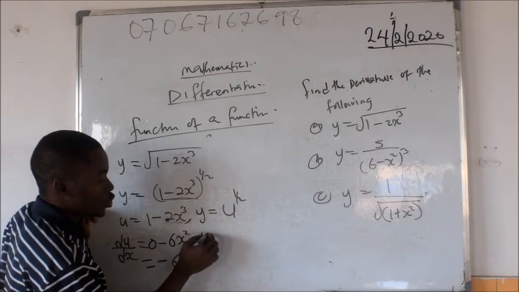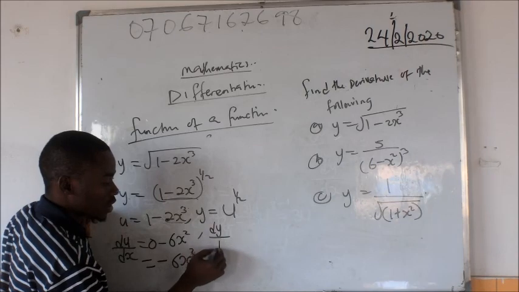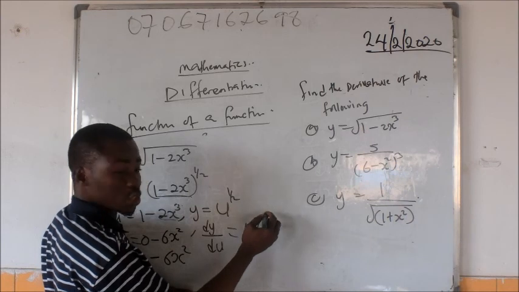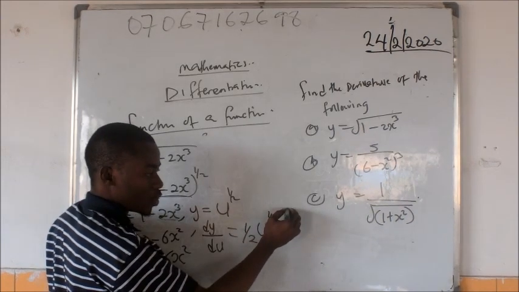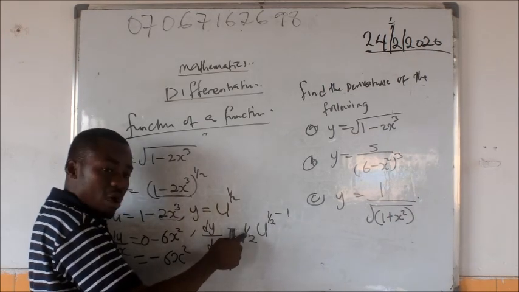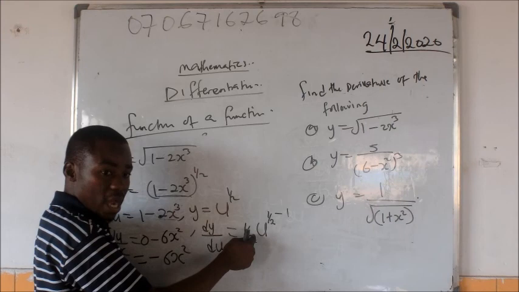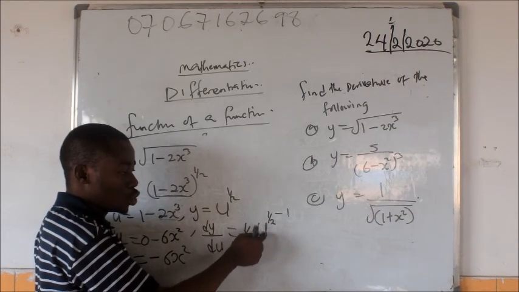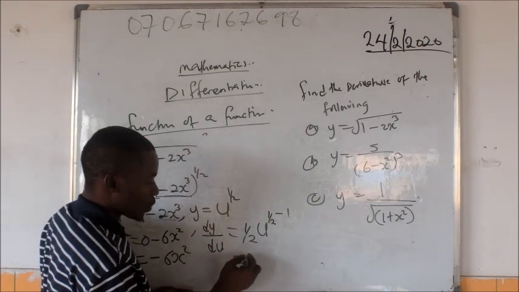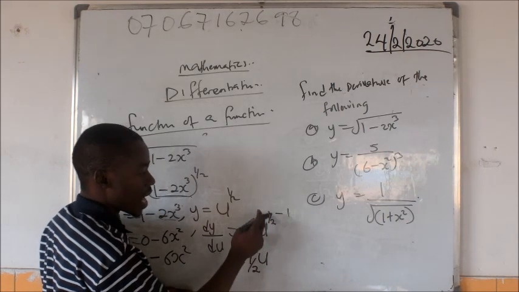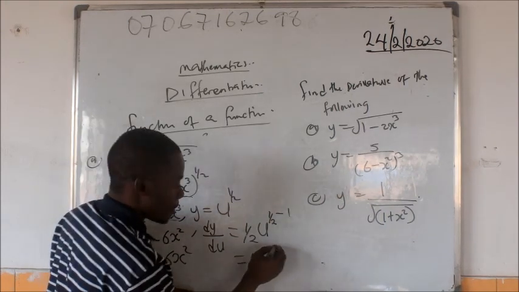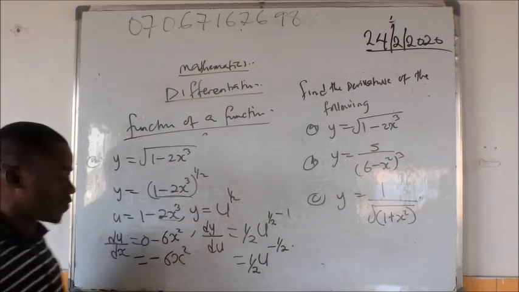Now it is left for us to differentiate y with respect to u. What will it become? dy over du is equal to half u raised to power half minus 1. I told you this half, you will use it to multiply the coefficient. And the coefficient here is 1. That's why it becomes half times u raised to power half minus 1. So at the end of the day, half u raised to power half minus 1 will give you minus half.